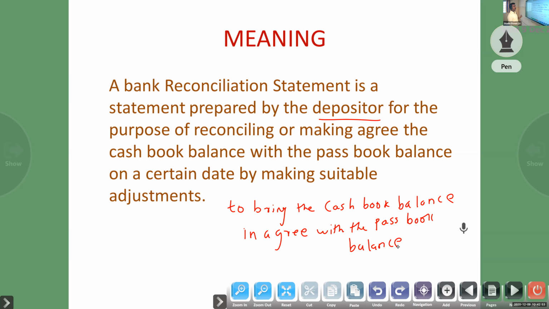It is prepared by the depositor. Normally the question will ask, who prepares it? Not the bank, but the business depositor, a representative, the accountant, for the purpose of reconciling the cash book balance with the passbook balance on a certain date by making suitable adjustments. In simple meaning, it is mainly prepared to reconcile the differences between the cash book and the bank passbook, to bring the cash book balance in agreement with the passbook balance. That is the bank reconciliation statement.